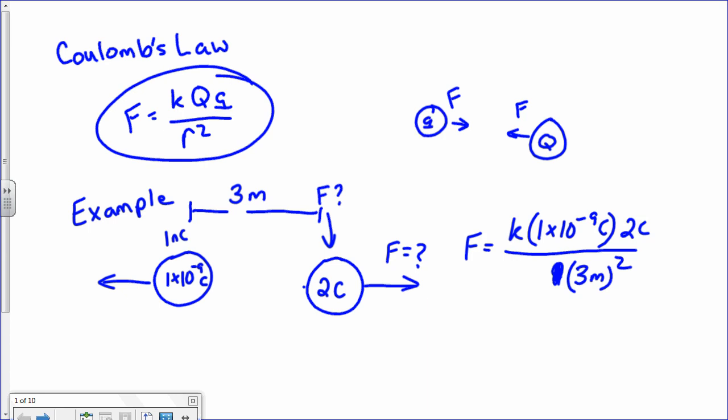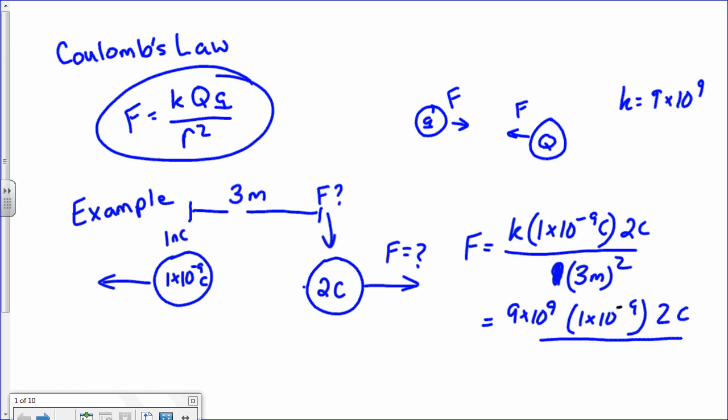And k is equal to 9 times 10 to the 9th. That's a constant. That's on that equation sheet, which you're going to have on everything on your exam. So you might want to print it out and, if there's a notebook that you use or whatever, tuck it inside to keep up with what you'll have available. So these are pretty easy numbers. 9 times 10 to the 9th, 1 times 10 to the minus 9, 2 coulombs over 3 squared, which is 9. The 9's cancel, this cancels, and I'm just left with 2 newtons. Okay? That's a pretty simple one.